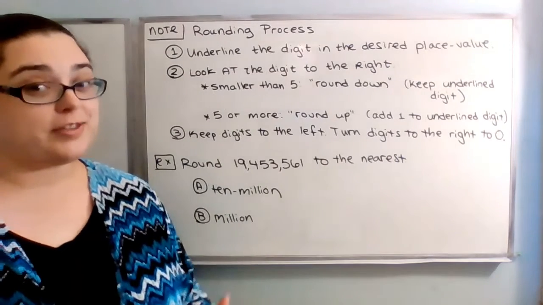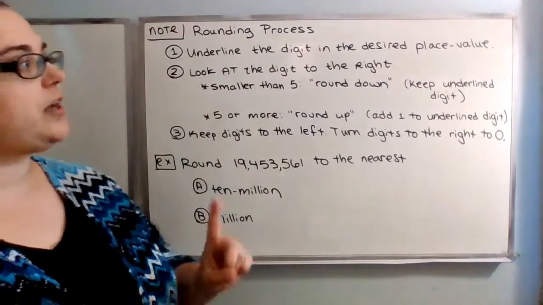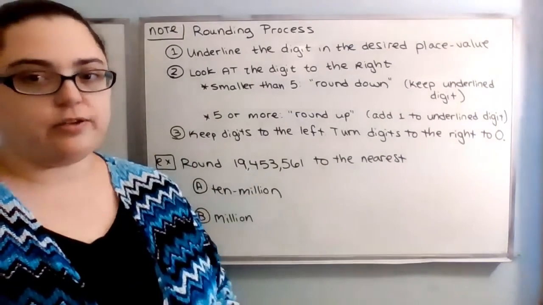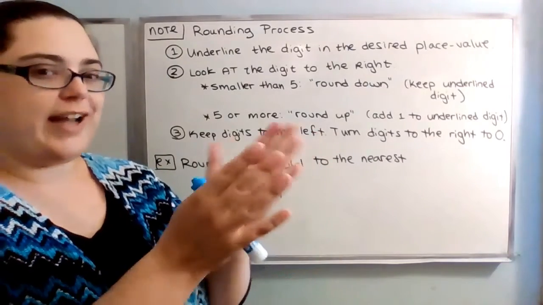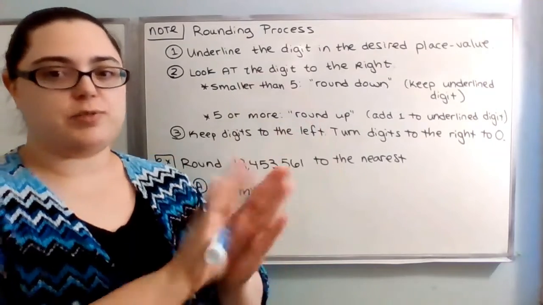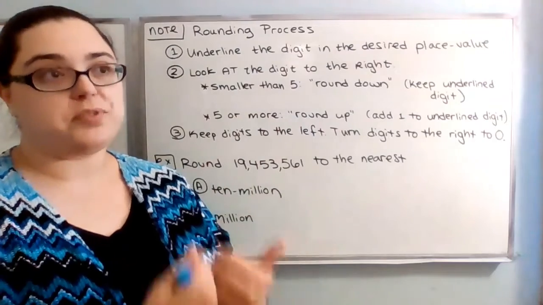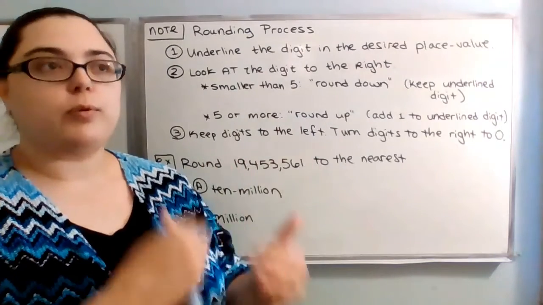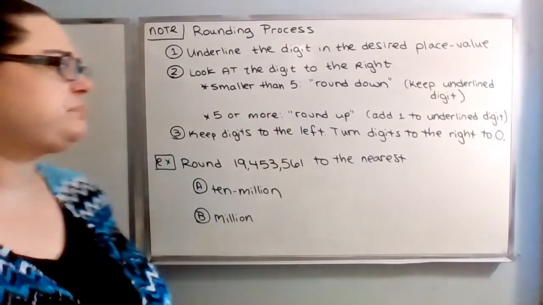Okay, so let's talk about this process a little bit. So the rounding process, first what you want to do is underline the digit in the desired place value, because we're going to be making reference to that digit a lot. So we're going to have that digit we're rounding to, and then things will happen to the left, things will happen to the right, and things will happen to that digit. So underlining it helps us to identify where we're rounding to and like the digit of importance, I guess.